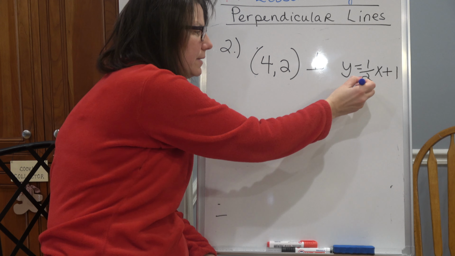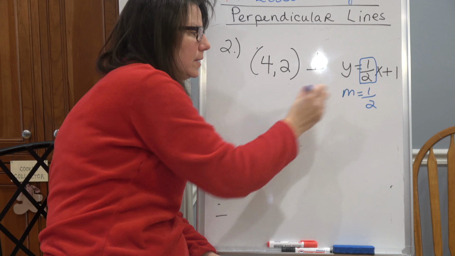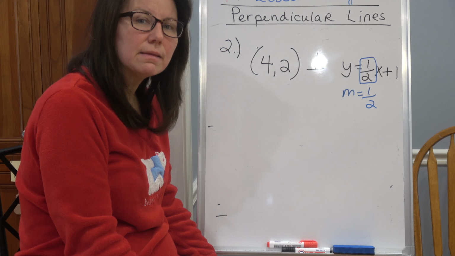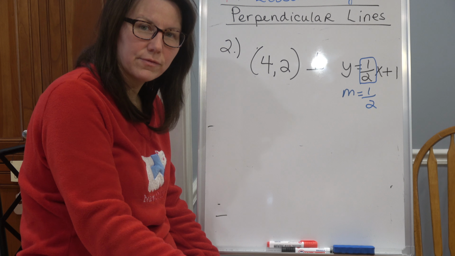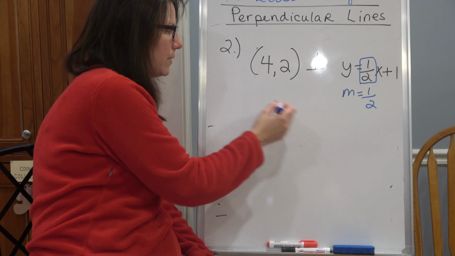So the slope of this line right here, we know is 1/2. If we were finding a parallel line, we would use 1/2. But we're not finding a parallel line. We're finding a perpendicular line. So I write it like this.